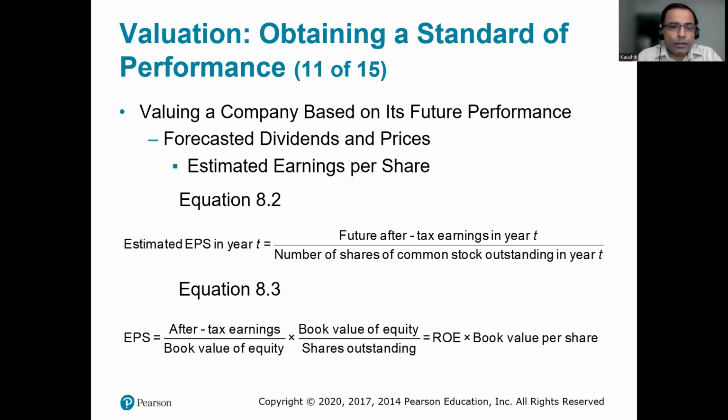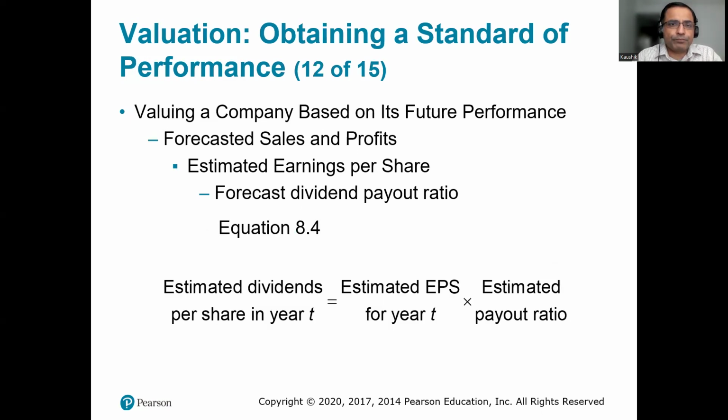Another way to calculate future earnings per share is return on equity times book value per share. Here, the shares outstanding are assumed to be constant. Book value and after-tax earnings are based on future projections, which we have done in one of the previous slides using the common size statement. That is one of the approaches used. The dividend payout ratio is expected to remain more or less the same, so we can estimate the dividends based on the future EPS and the future payout ratio.